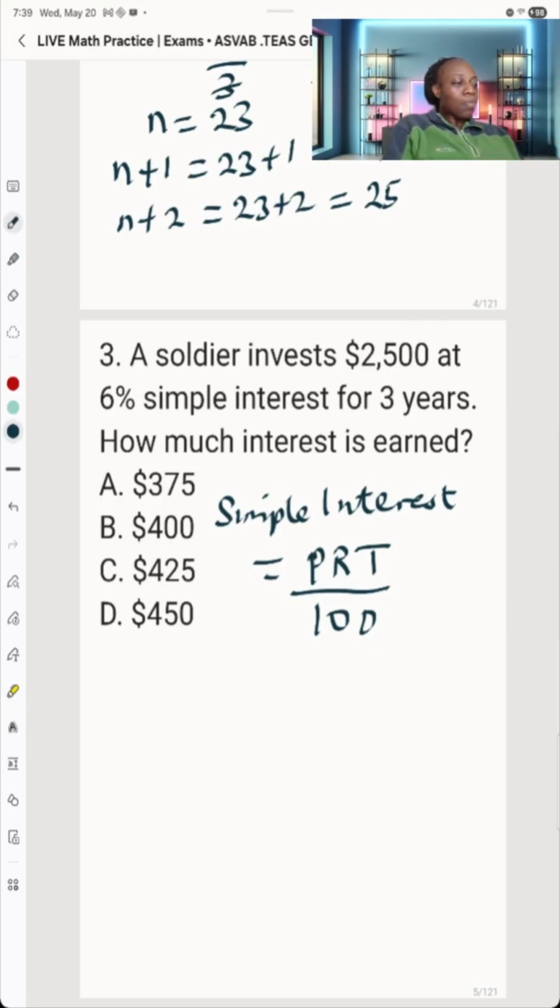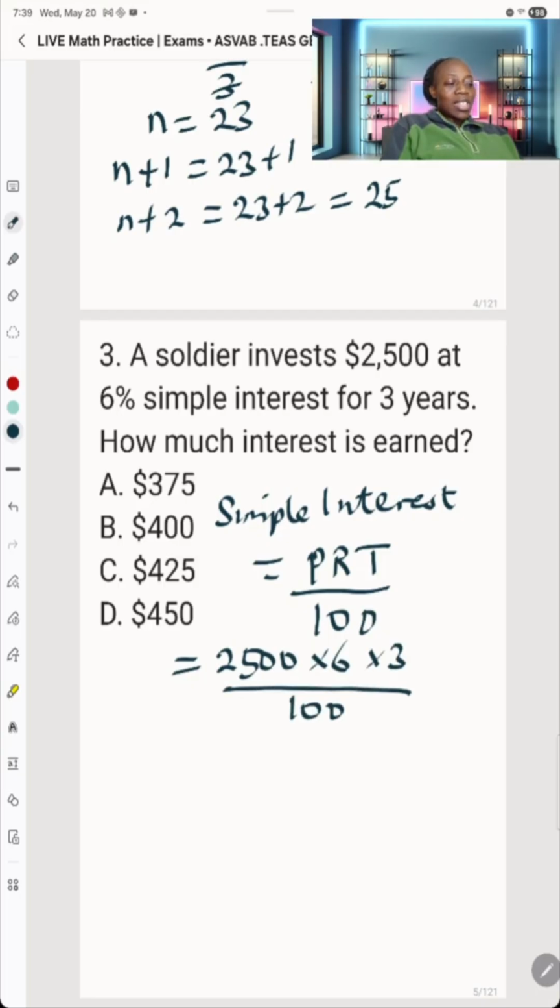Let's see now. So P is 2,500. R is 6. We've kept 100 down already. Then our time is 3 years, and that will be over 100. So these two zeros will divide each other. What do we have here? 25 times 18. Let's multiply.